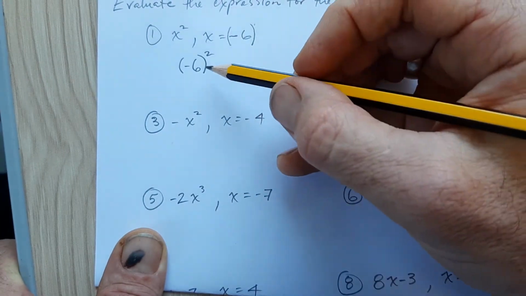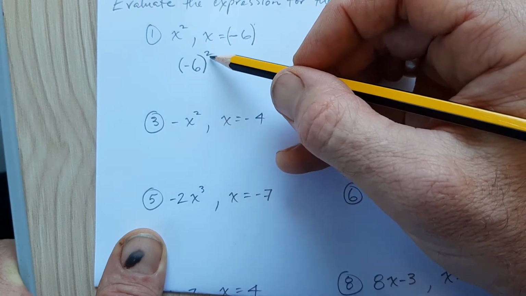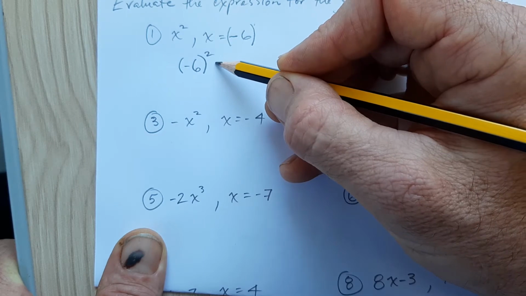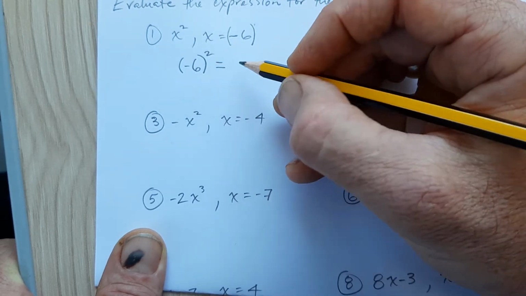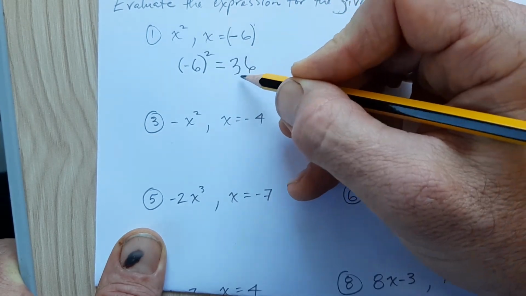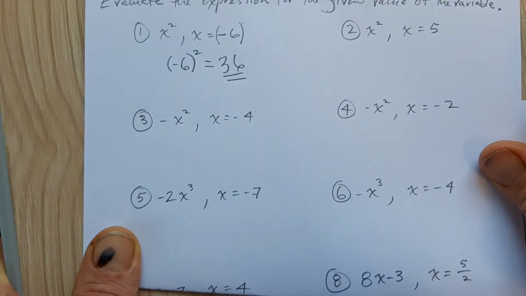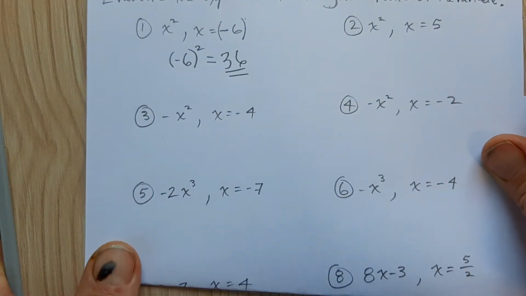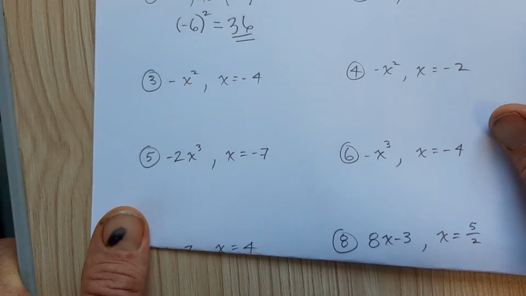Put that in your calculator. That means minus 6 times minus 6. That little 2 means multiply this number times itself. And negative times negative is positive. Okay, so now you can work number 2. I'll go on to number 3.